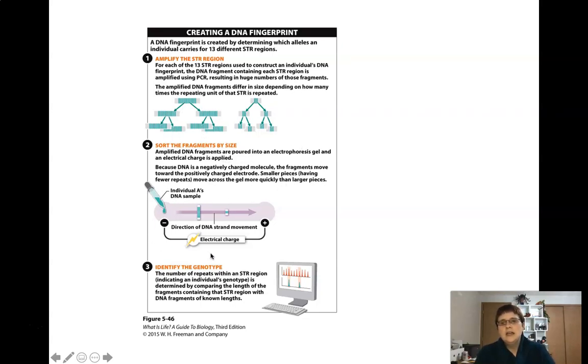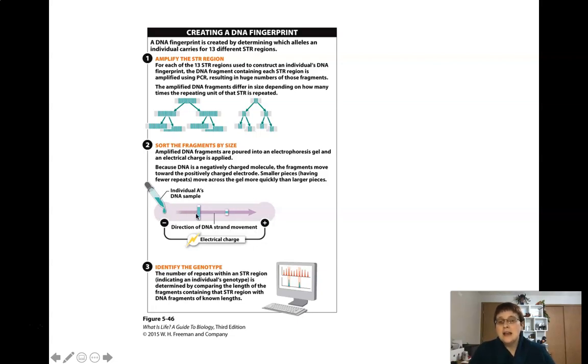Then what we do is put them in what we call electrophoresis gel. It basically is like thick jello. And you put an electric charge on it, so you can see it's got an electric charge here. DNA is negatively charged. So when you put the DNA sample on the negative end of the jello, the DNA is going to be pulled towards the positive end because negative and positive are attracted to each other, right? And it's going to get pushed away from the negative side.